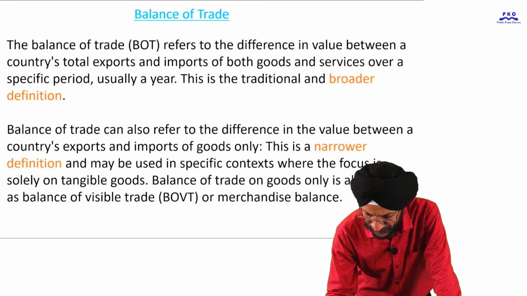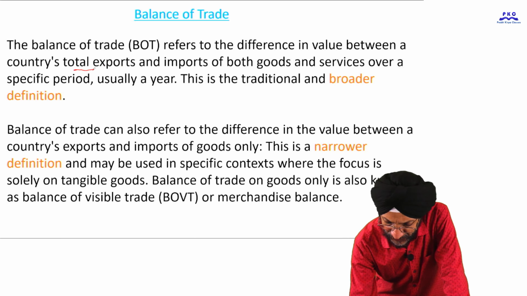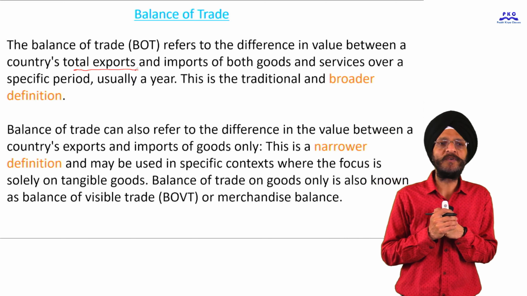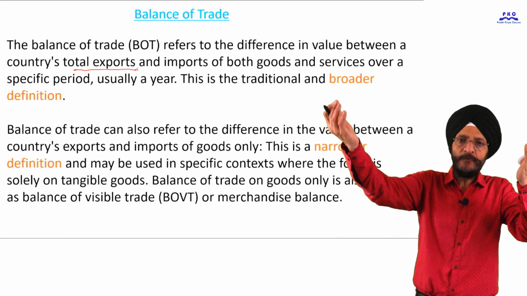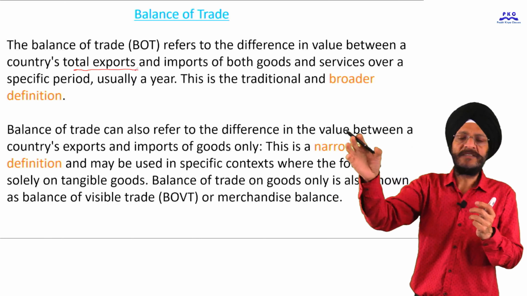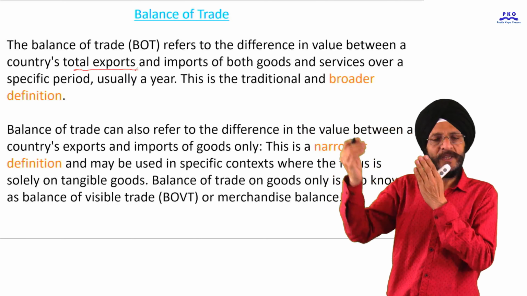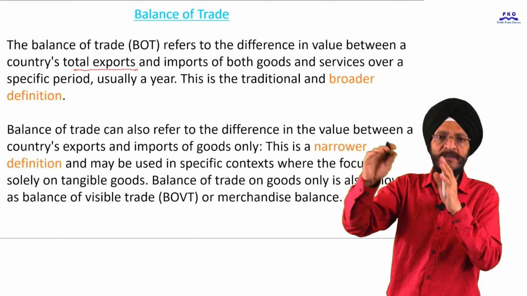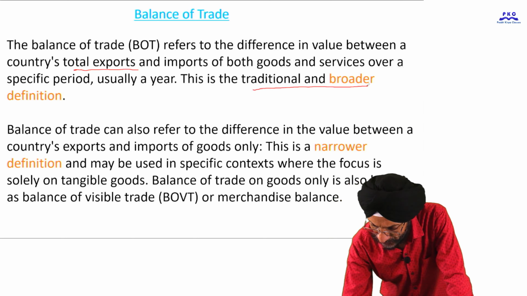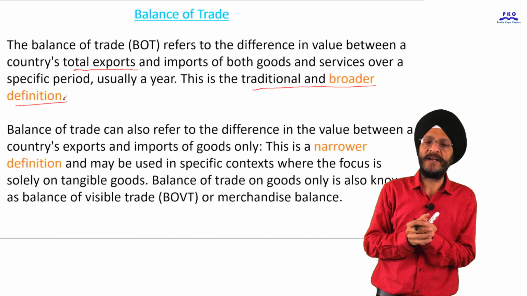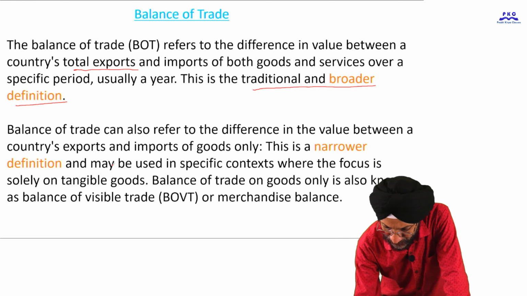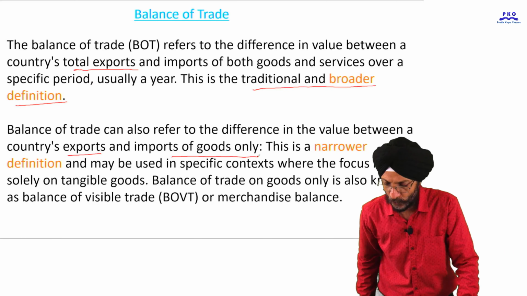Balance of trade refers to the difference in value between a country's total exports and imports of both goods and services over a specific period, usually a year. That is, whatever we export during one year to the rest of the world regarding goods and services, and whatever we import from the rest of the world, the difference between the two is known as balance of trade. This is the traditional and broader definition. There is also, as already discussed, a narrower definition which takes into account only the exports and imports of goods.